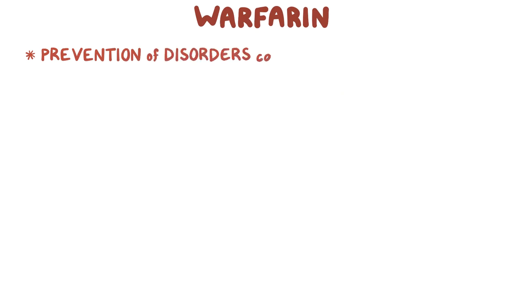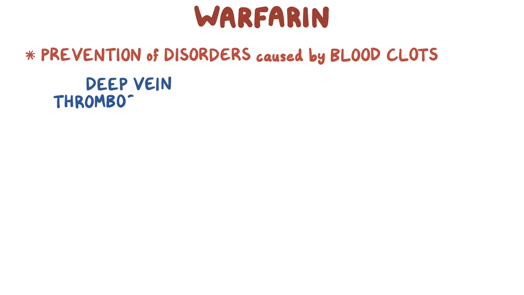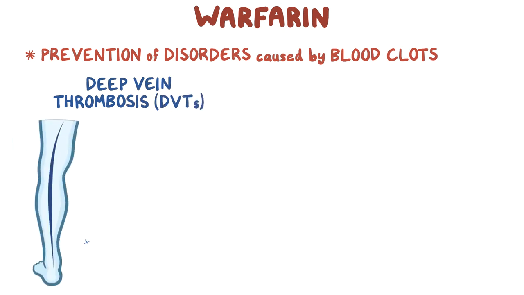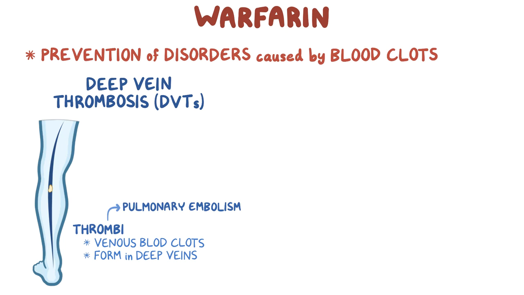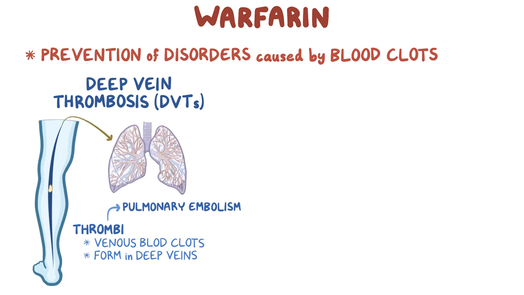The main use for warfarin is in the prevention of disorders caused by blood clots. These include deep vein thrombosis, or DVTs, which is when venous blood clots called thrombi form in the deep veins of the legs. These thrombi can cause pulmonary embolism when they travel to the lungs and block off arteries.